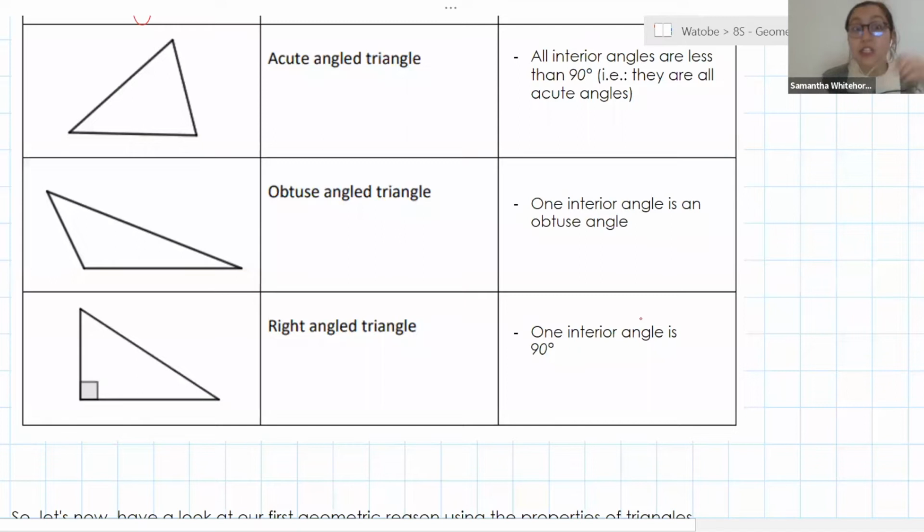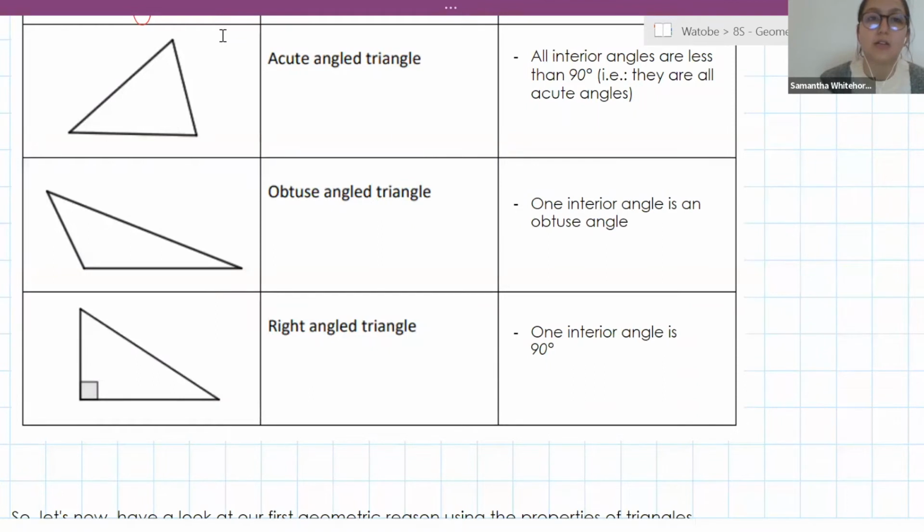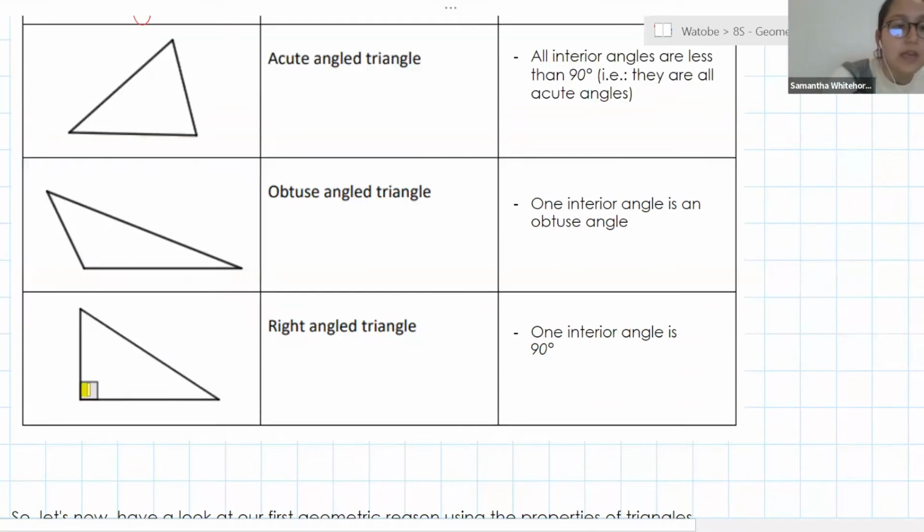Now, when we eventually get to the theorem of Pythagoras on our next course, we're going to work a lot with right angled triangles. So it's good to know that a right angled triangle is one with a 90-degree angle. Remember, this little square means the angle is 90 degrees in size. So whenever you see it, you know the size that you're working with for that specific angle.